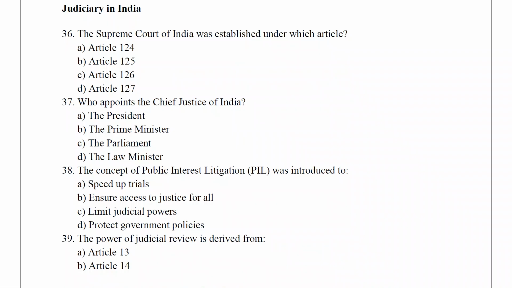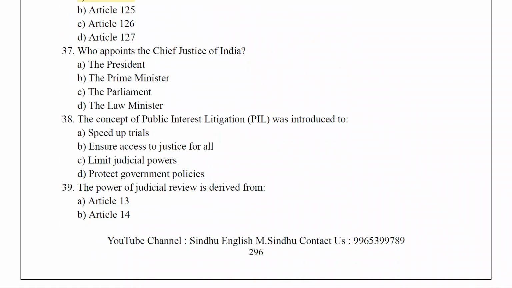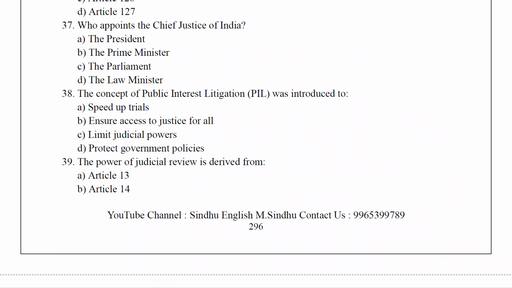Next, we are going to see judiciary in India. The Supreme Court of India was established under which article? Article 124. Who appoints the Chief Justice of India? The answer is the President.